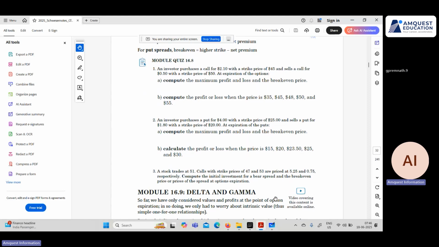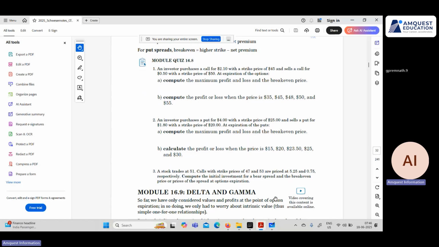There is too much information in this one with the small words. It says the stock trades at 51, which is fine. Calls with a strike price of 47, so one is below the stock price and 53 is above the stock price, and they are being traded at 5.25 and 0.75 respectively. Compute the initial investment for a bear spread.